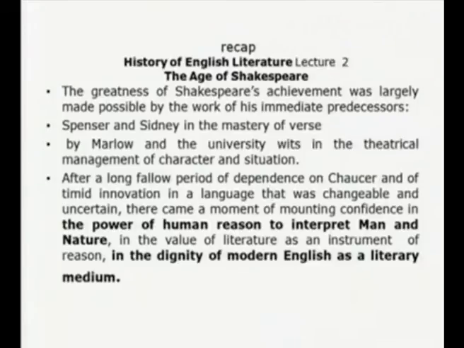When we do a recap of lecture 2, the age of Shakespeare, which was the glorious age of English literature, we have to see how one personality completely determines the age of the period, and his achievement was largely made possible by the work of his immediate predecessors Spenser and Sidney in the mastery of verse. When we mention Spenser, we will be doing the Spenserian tradition even in Milton's age, and Marlowe and the university wits, especially in the drama, in the context of theatrical production of character and situation, where we have found that the history of representation of man had changed.